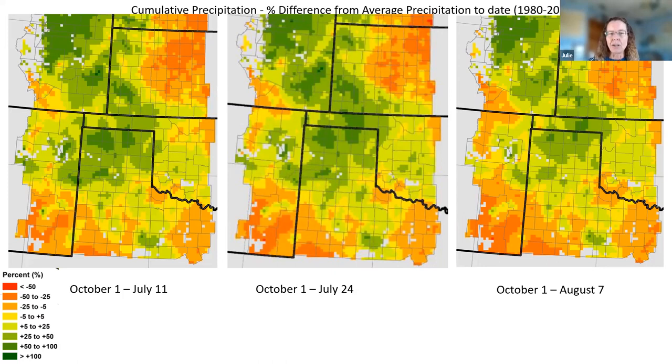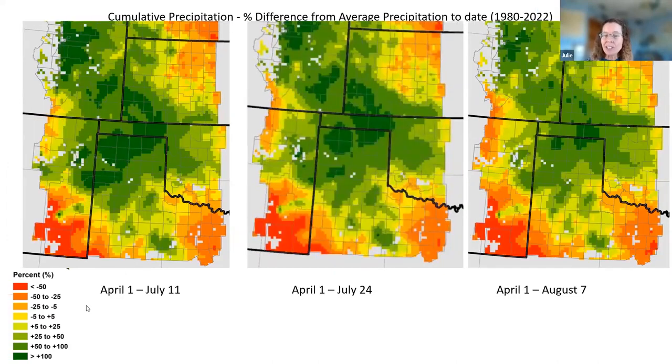But the orange areas in Oklahoma, Colorado, and Kansas have retreated since the first part of June, especially in Oklahoma and south central Kansas, indicating those areas are picking up more moisture. The map on the left is October 1st through July 11th. The map on the right is October 1st through August 7th.